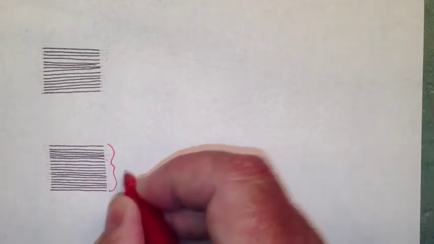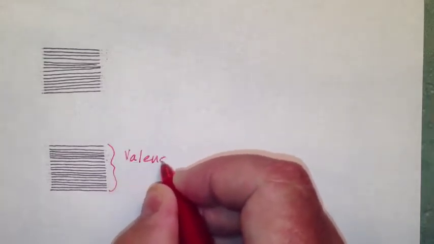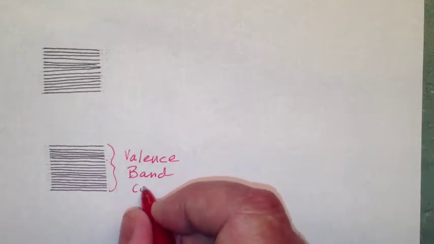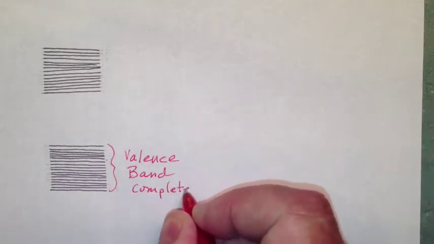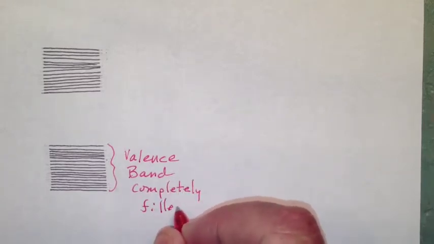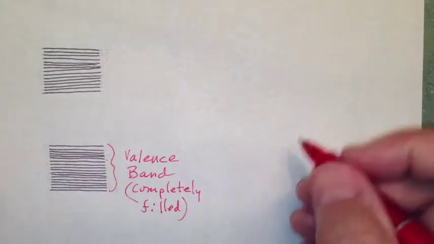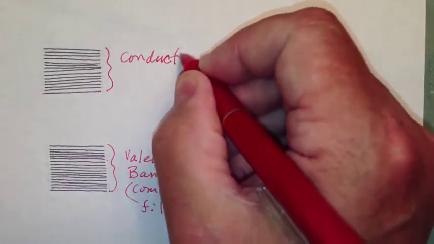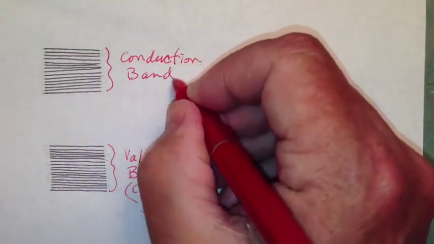Now let's contrast that with what goes on in insulators. In an insulator, such as diamond or silicon dioxide, which is glass, the valence band is separated from the conduction band by a significant energy gap. The gap is about 5 electron volts in diamond, and it's 9 electron volts in silicon dioxide. The valence band is completely filled, and the conduction band is essentially empty at room temperature.